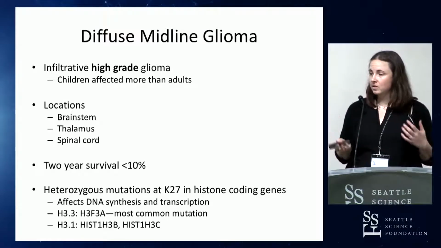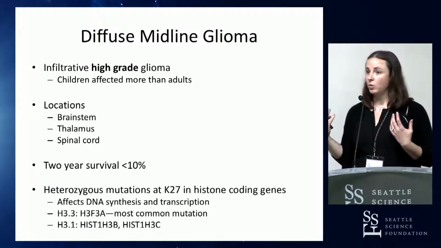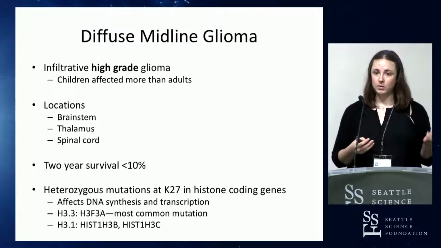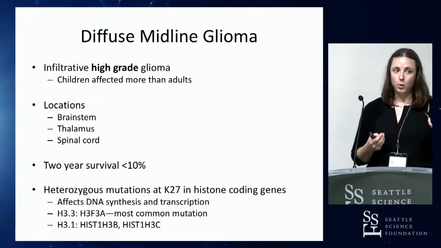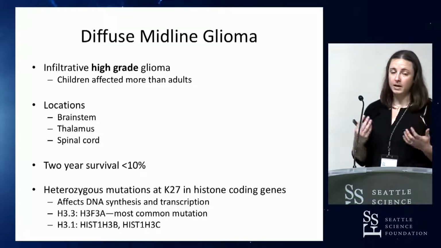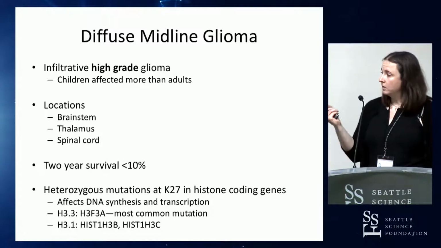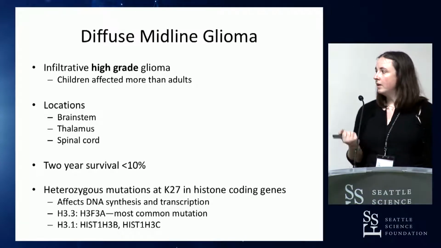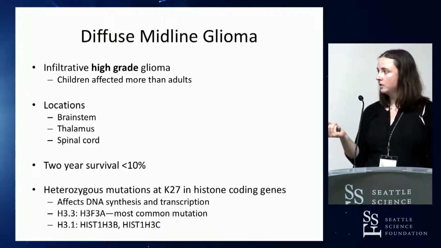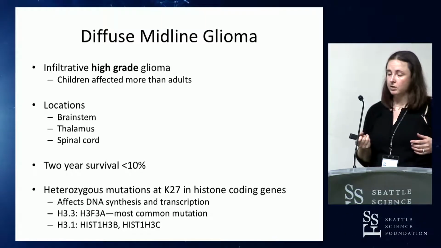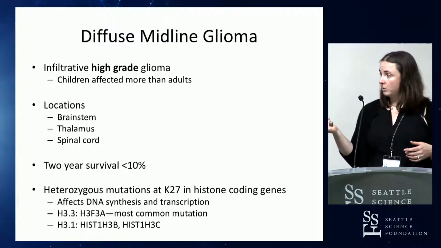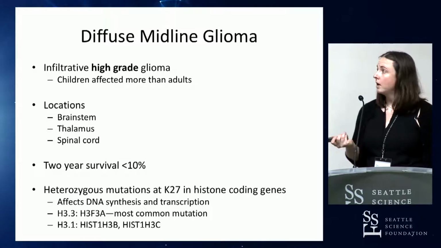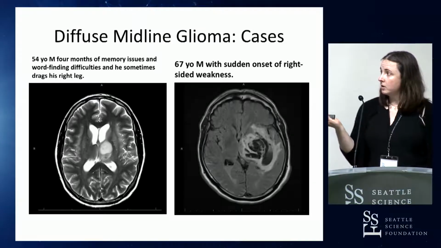And part of this is, the question is, is it the tumor? Is this a more aggressive tumor than, say, a glioblastoma or an anaplastic astrocytoma? Or is it just due to the location? Because you're really knocking out a lot of core functions in your neural system and how it works effectively. And so diffuse midline glioma is characterized by a heterozygous mutation in the K27 histone coding genes, and this is something that affects DNA synthesis and transcription. And so 80% of these mutations are in the H3 spot, and roughly 20% of them are in the H3.1 position.